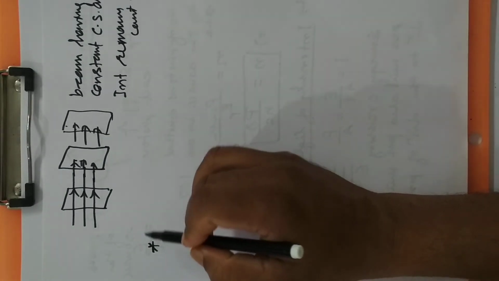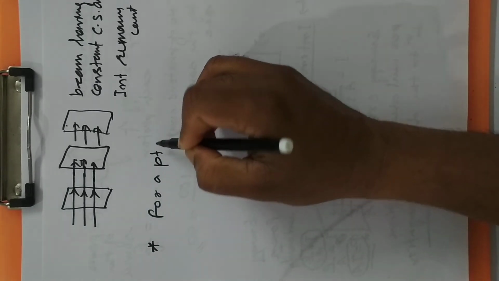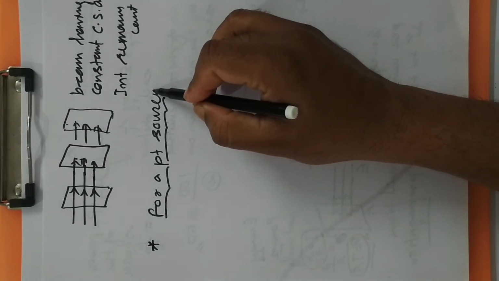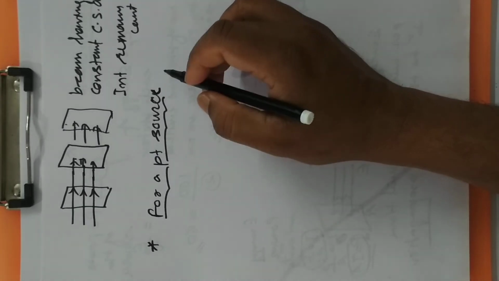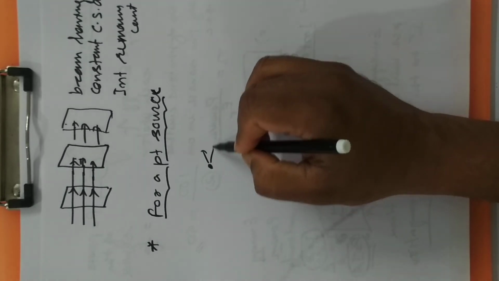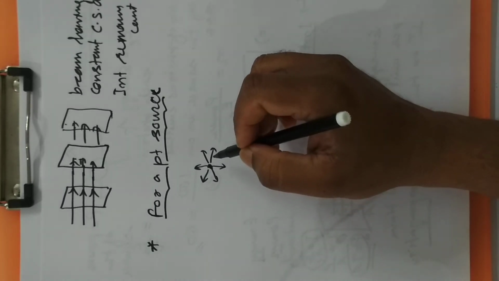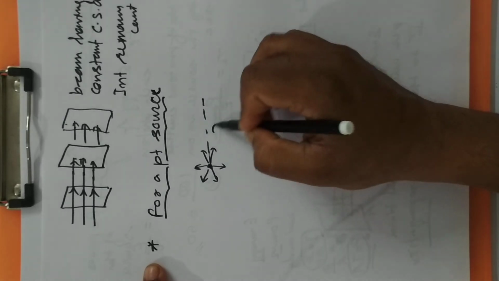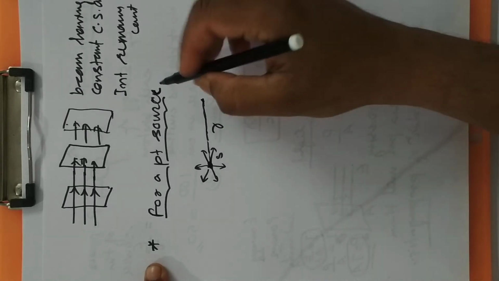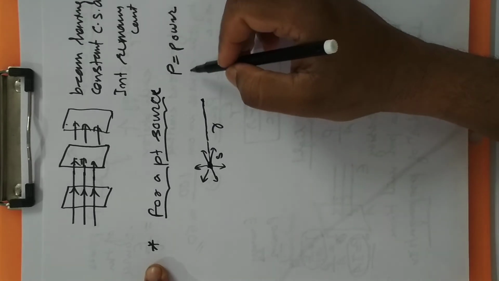Another point, if the source is a point source, see this point carefully. Let us assume a point source. From this point source, radiation is going in every direction, having three-dimensional symmetry. Suppose we have to find intensity at a distance r from this point source, and let P be the power of the source.